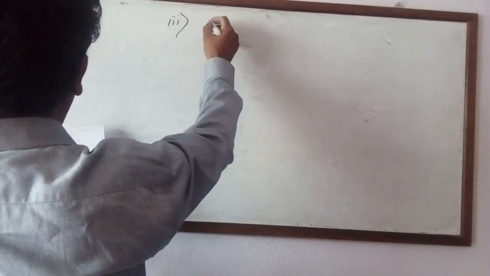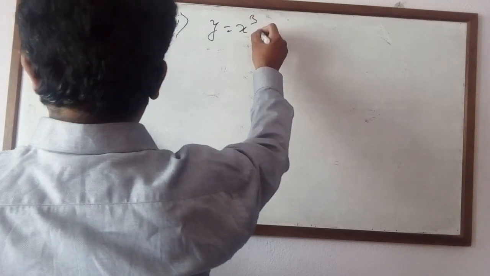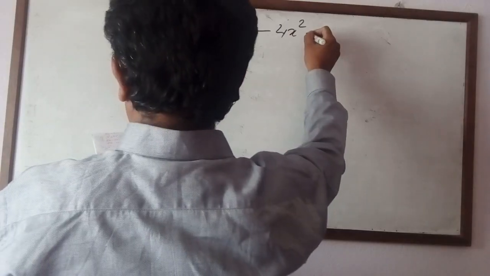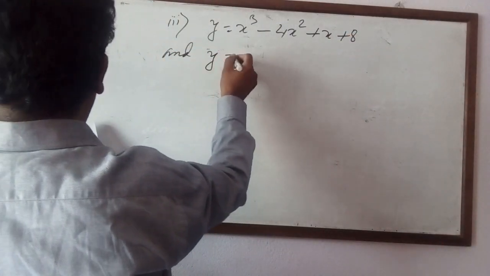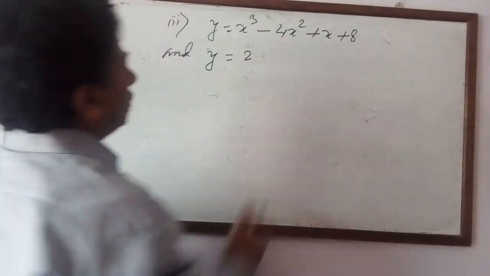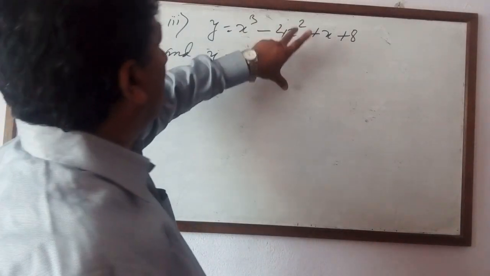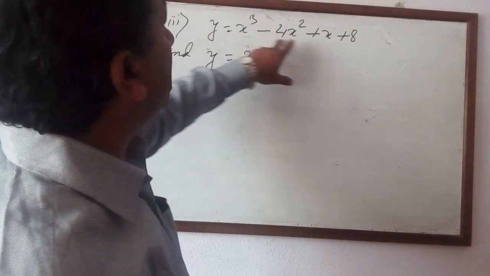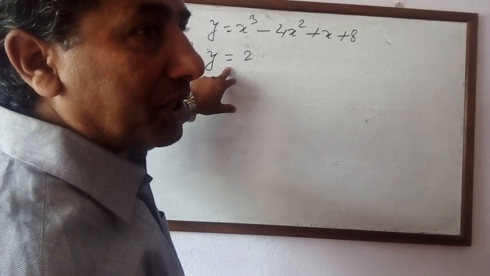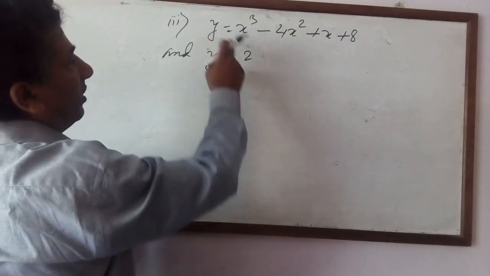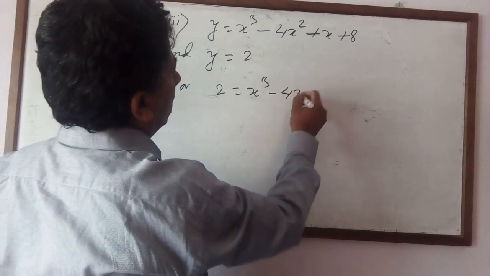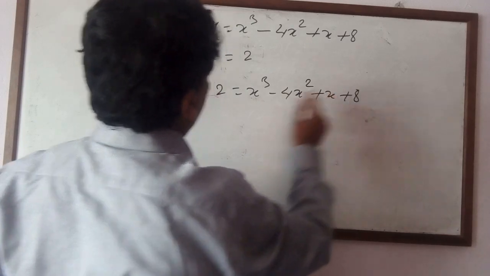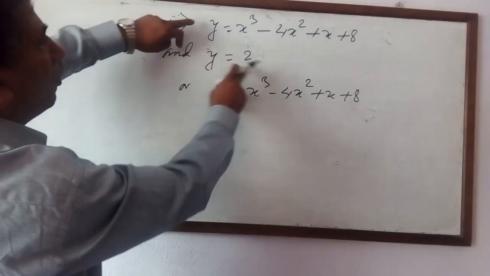Here is question number 3. You have to solve it yourself. y = x³ − 4x² + x + 8 and y = 2. These two are given. This one is a polynomial equation, this one is the equation of a straight line. Now write the value of y here: y = 2, so 2 = x³ − 4x² + x + 8.